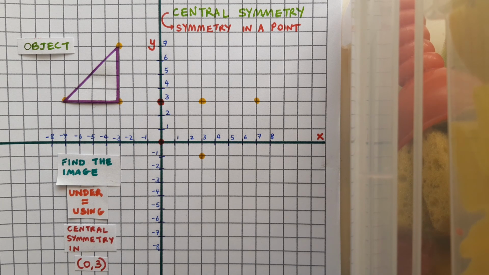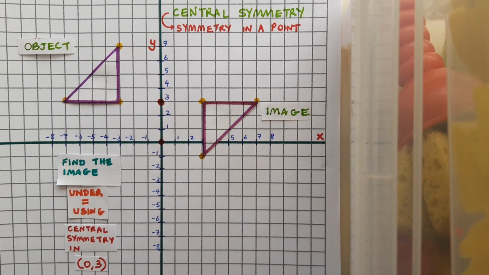Now that I've found the images of the vertices, I want to get the image of the full shape, the full triangle. To do that, it's very straightforward. I'll just join those vertices together. And I end up with this triangle here on the right, which is my final image.